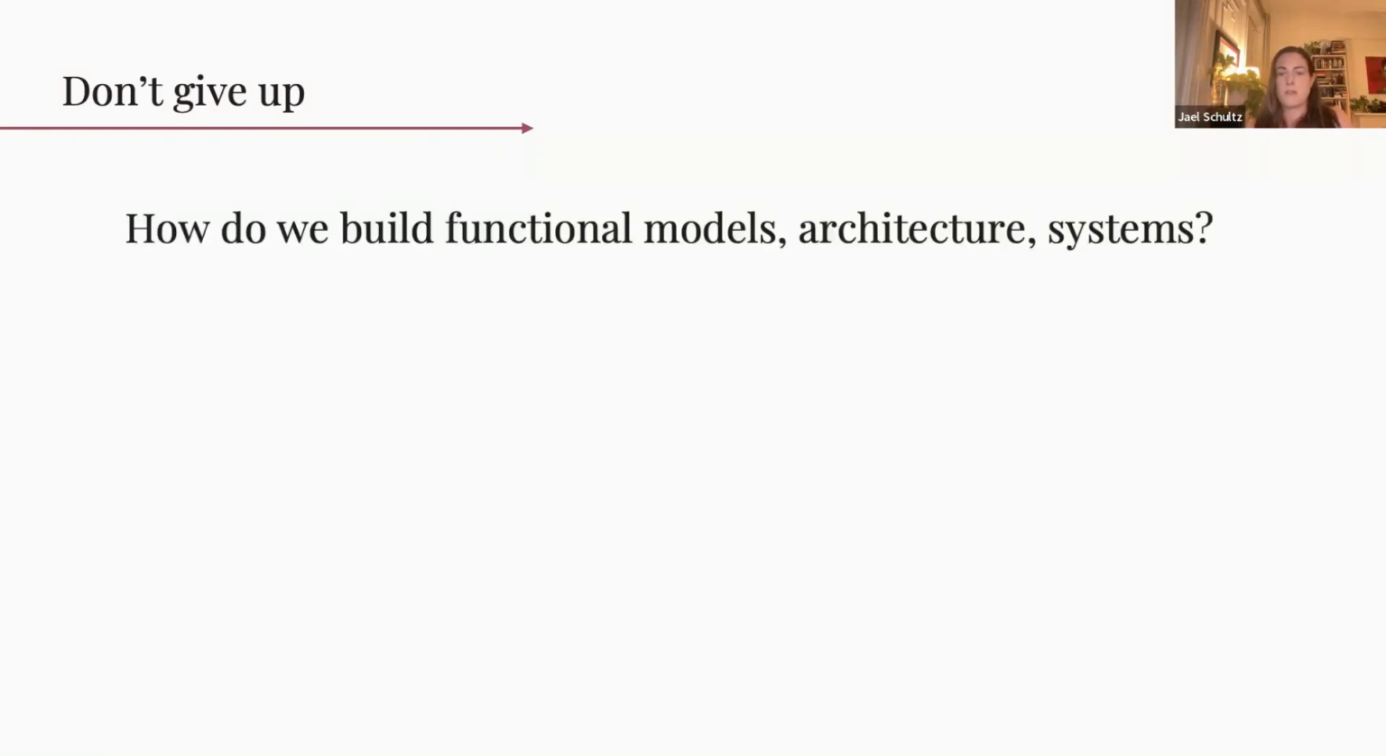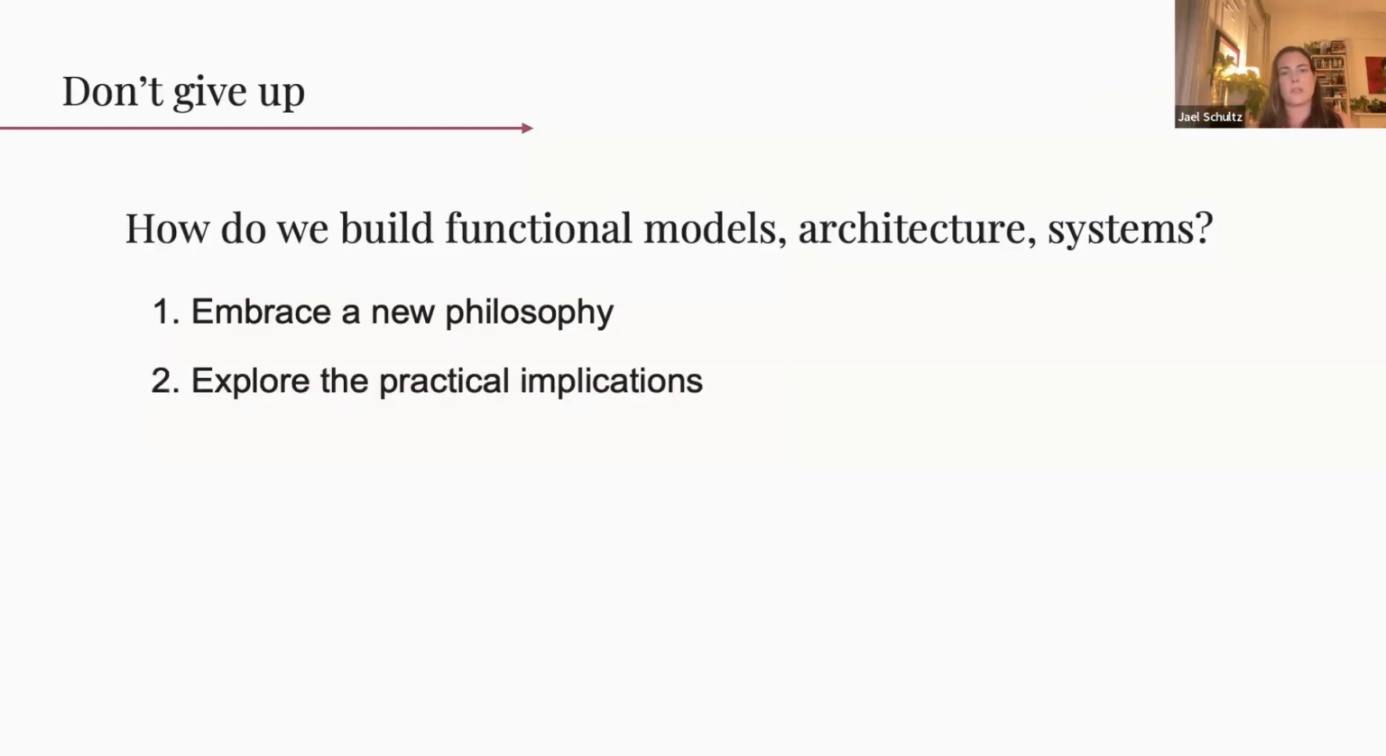So if we're going to make this pivot about how we're approaching problems and solutions, then how do we build functional models, architectures, systems, designs, etc., instead of flawless ones? I think the first thing that we'll have to do is embrace a new philosophy on our work. And then I'll also talk through a bit of the practical applications that this new philosophy might have and what that could look like if we're applying it to our work. All right, so let's talk about the new philosophy.